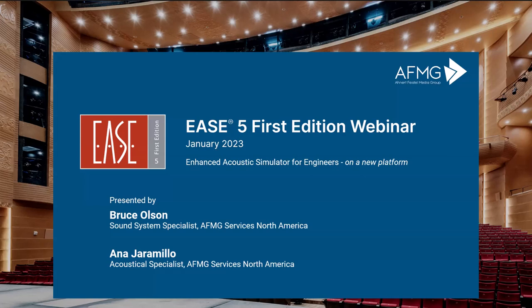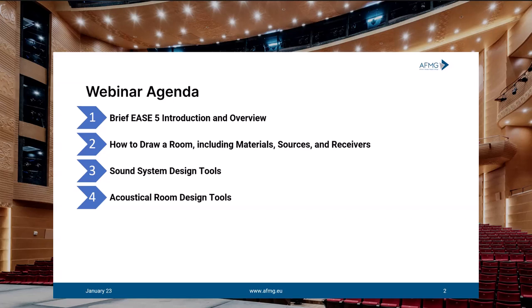Now let's look at what we will be covering in the next hour. First, we will look at a brief introduction and overview of Ease 5. Next, we will show how to draw a room and add surface properties, sources, and receivers. After that, we will investigate the sound system design tools. And finally, we will investigate the acoustical room design tools.